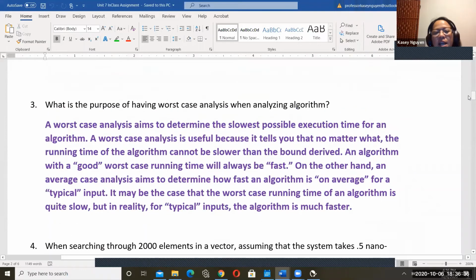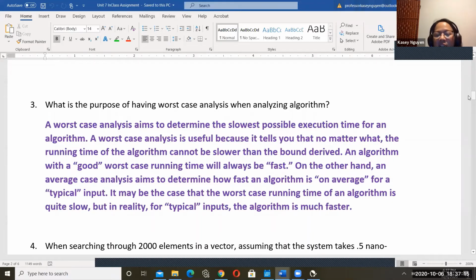Oh, yeah, I forgot to answer 3. So what's the purpose of worst case analysis in analyzing an algorithm? It aims to determine the slowest possible execution time for the algorithm. It is useful because it tells you no matter what, the running time of the algorithm cannot be slower than the bound derived. So when we say it's a good worst case running time, that will always be fast in comparison to the average or typical input.